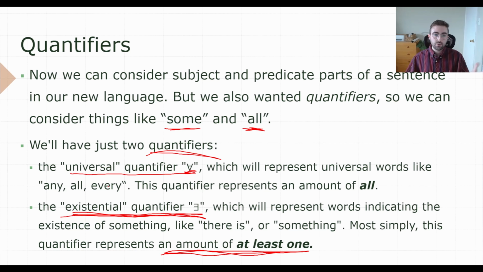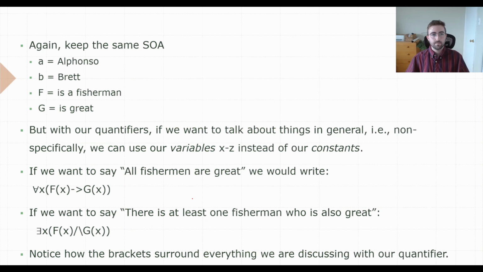Okay, so those are our two quantifiers. We have this upside down A that means all or every, and we have this kind of backwards E looking thing that will mean at least one. Right. There is at least one. So I'll show you some examples.